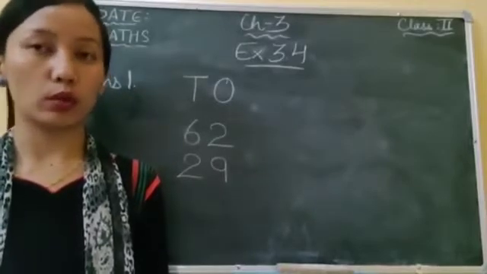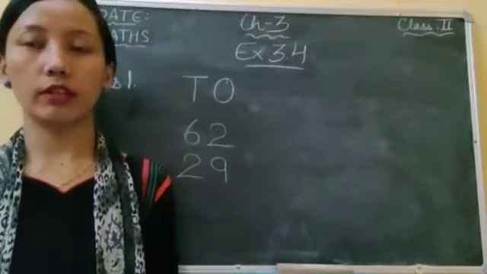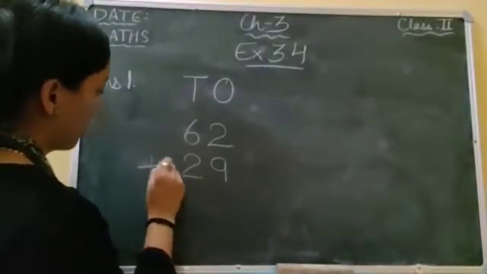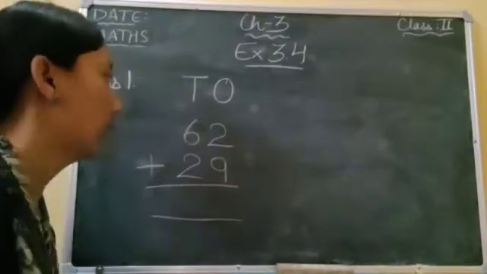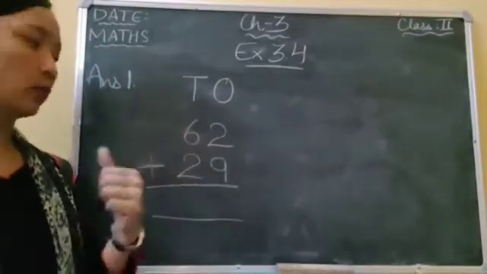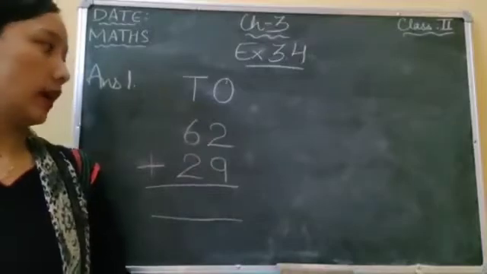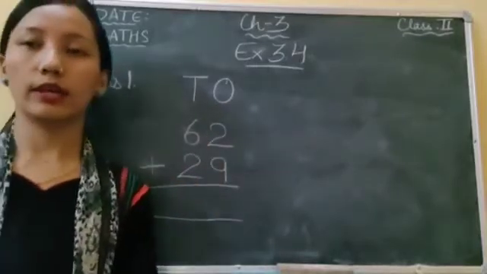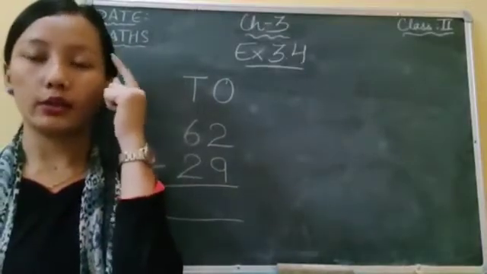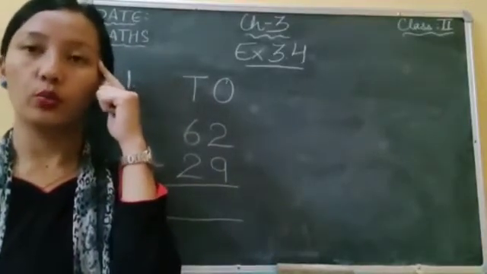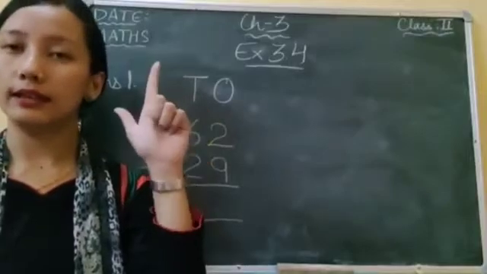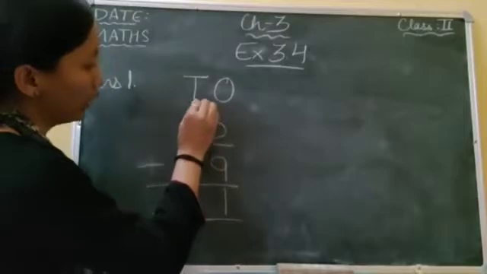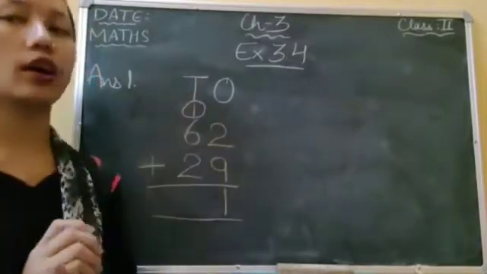Here you can see the words in all. So here we will do addition. Okay, now let's add 62 plus 29. Now let's add the ones column. 2 plus 9. Now keep the bigger number 9 in your head and count to 2. 9, 10, 11. So write 1 under the ones place and carry 1 ten to the tens column.